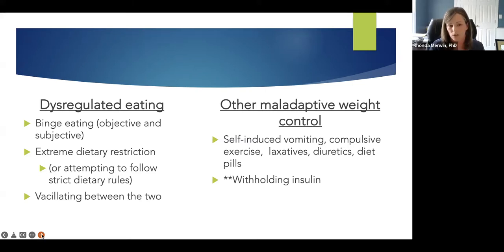There are other strategies though that people might use other than restriction to try to control weight. And that's when we're getting into purging behavior, compulsive exercise, laxatives, diuretics, et cetera. And then of course, in this population, we're really concerned with the withholding of insulin. So either completely restricting insulin, or underdosing, or there's a whole range of ways that this can look, but an effort to control or manage weight.